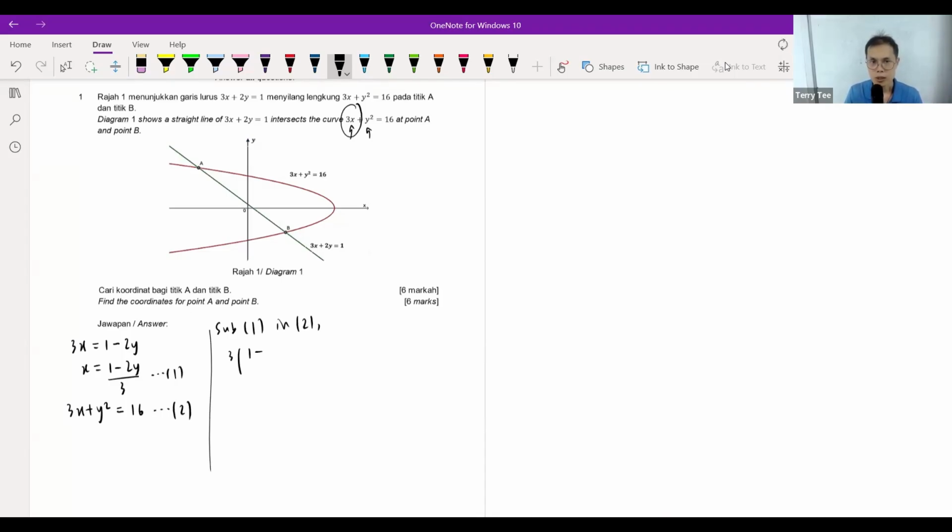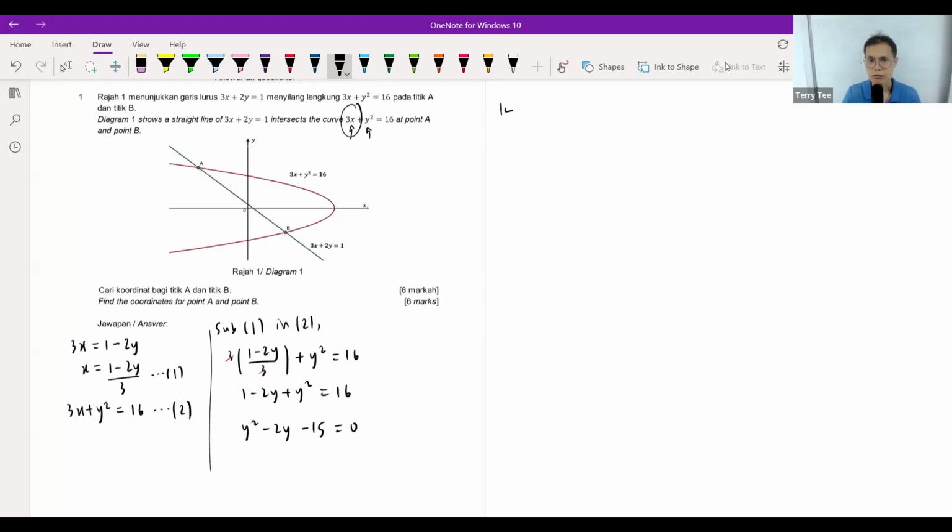So there's a 3 and a 1 minus 2y over 3. Replace that into your 3x plus y squared. The result is 16. Now notice you can cancel 3 and 3. You're left with 1 minus 2y plus y squared equals 16. So it's an easier equation, right? So you get y squared minus 2y. 16 you bring over. 1 minus 16 you get minus 15.